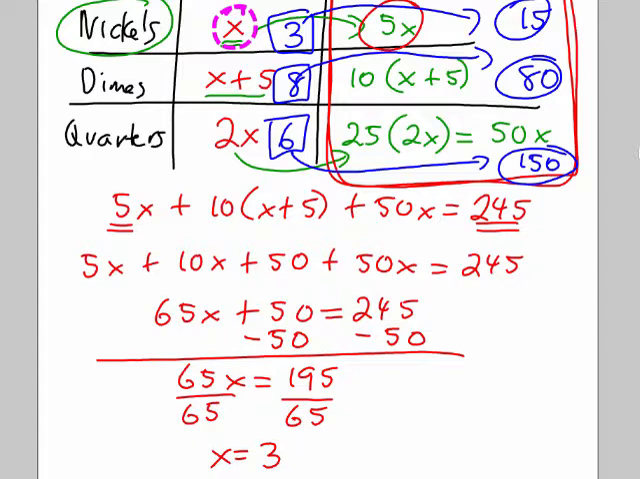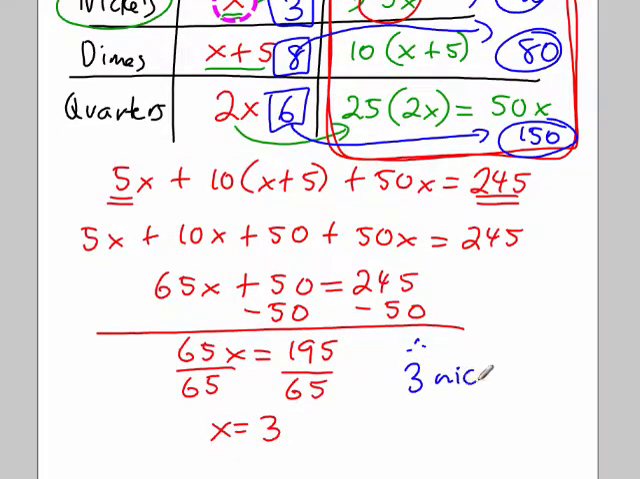And finally, to answer the question, how many of each type of coin do we have? Therefore, we have 3 nickels, 8 dimes, and 6 quarters.